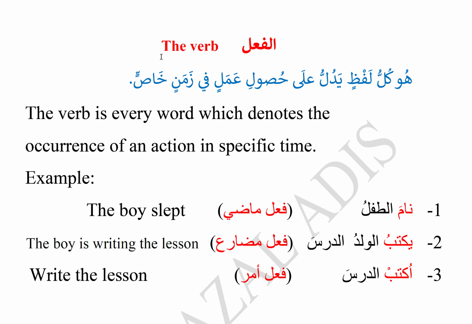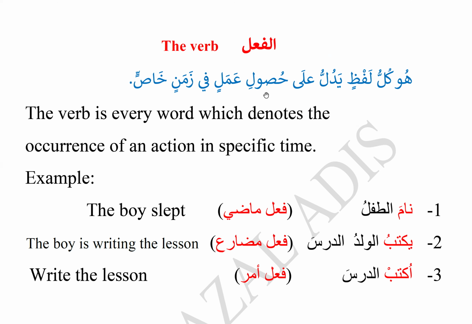Then what is a fi'l? The verb. هو كل لفظ يدل على حصول عمل في زمن خاص. It is every word that indicates an action taking place in a specific time frame. So any word that indicates an action in a specific time is called a verb. So it must have two things. It should indicate an action, and at the same time it should be in a time frame, either in the past, present, or future.